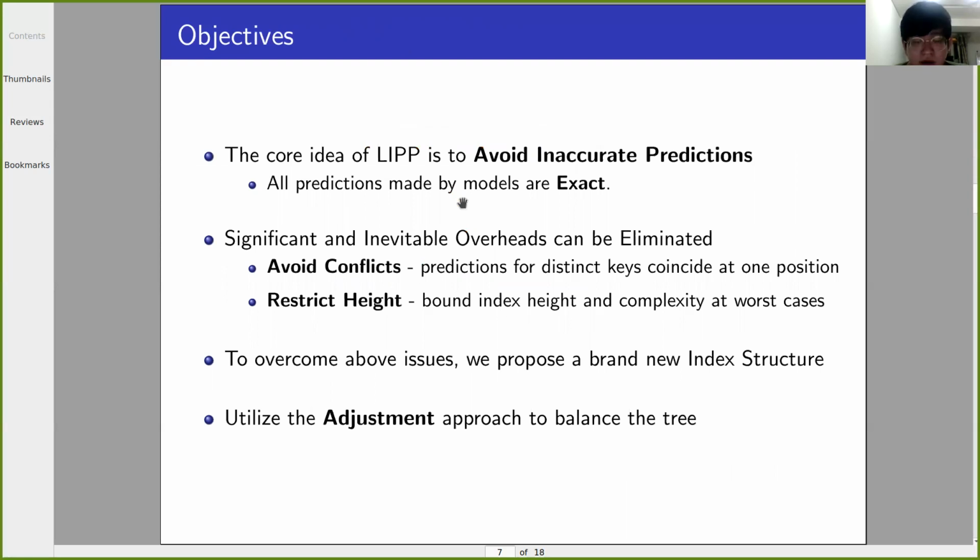But here come two major problems. First, we need to avoid conflicts. Conflicts happen when predictions for different keys coincide at one position. We also need to restrict height to bound the index's complexity, even in the worst cases. Thus, we should design new structures and utilize an adjustment approach to balance the tree.